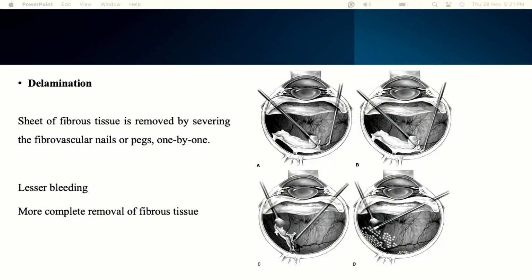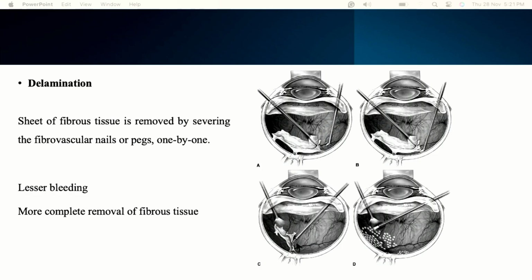Coming on to delamination. In this also, similar steps are to be followed. First, the anterior-posterior traction is removed by doing the core vitrectomy, and then the sheet of fibrous tissue is removed by removing the fibrovascular pegs one by one. The advantage is that it will cause lesser bleeding, as we will not be cutting through the vessels, and more complete removal of the fibrous tissue as compared to segmentation.